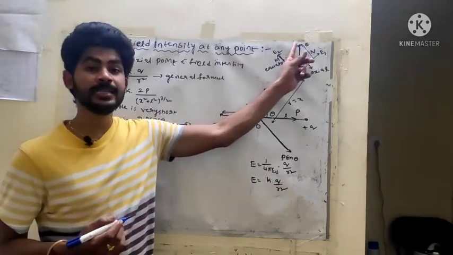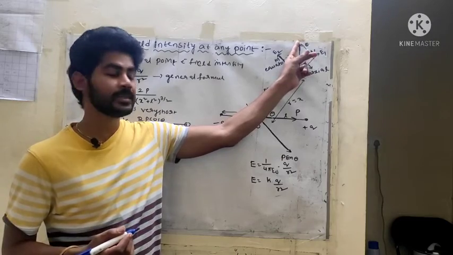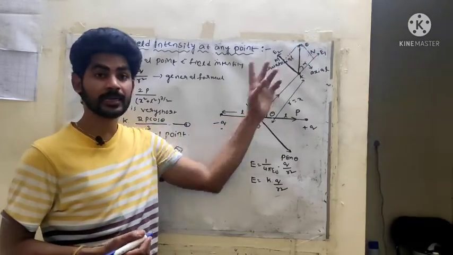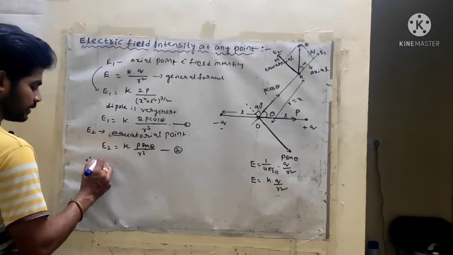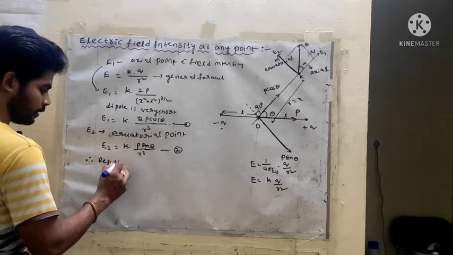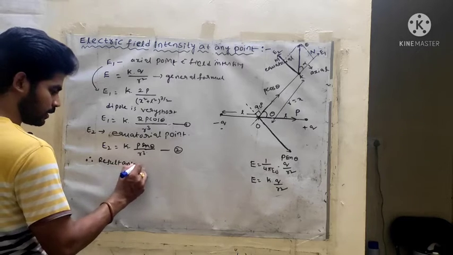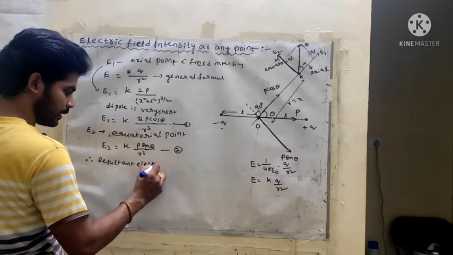Now this E is the resultant electric field intensity. Here we are calculating the resultant electric field.